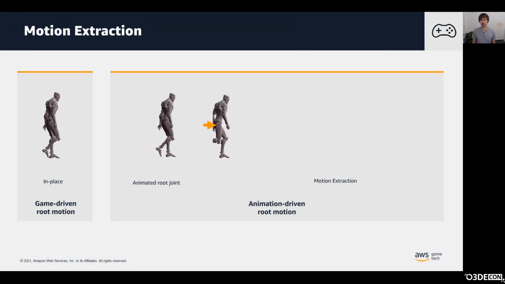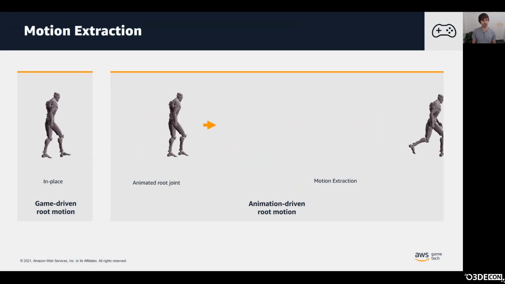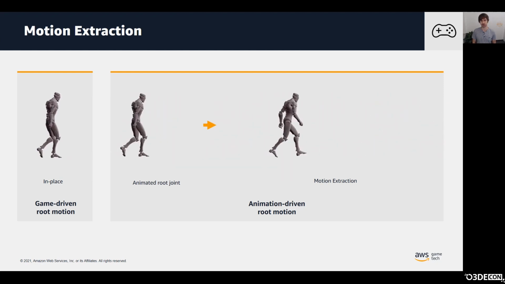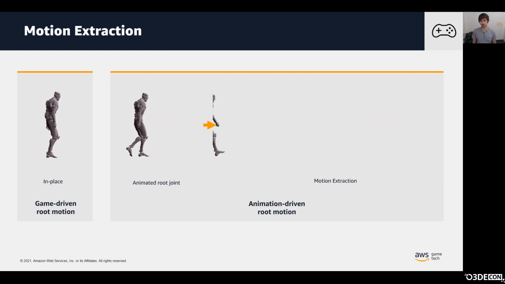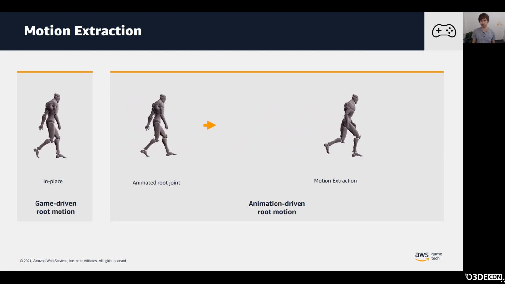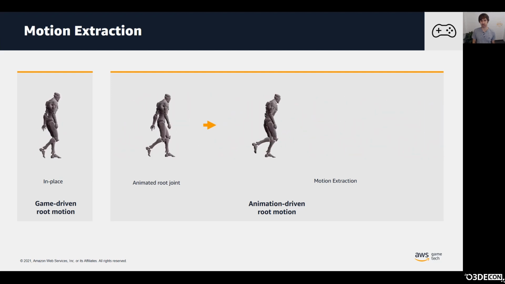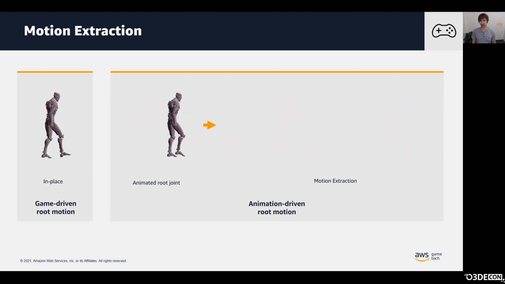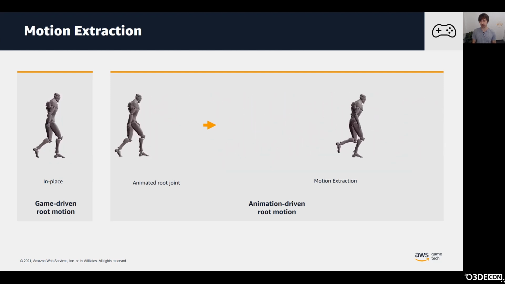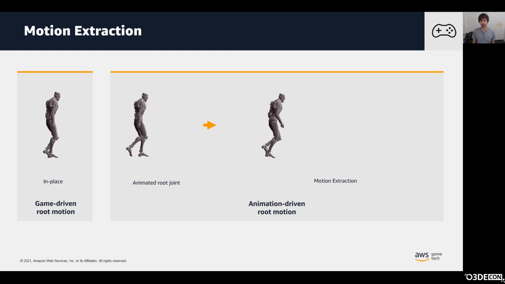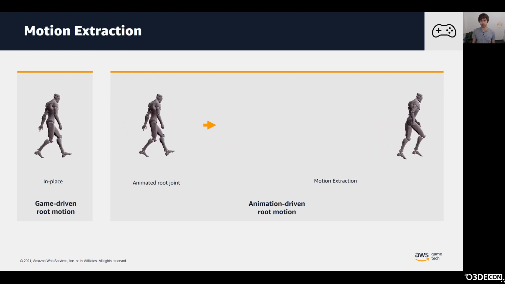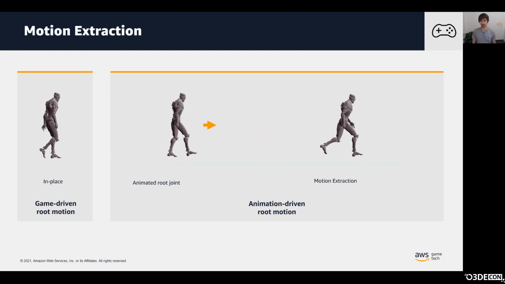There are two ways to move your character around a level: game-driven root motion and animation-driven root motion. Game-driven root motion means that the animations are made in place. The root joint in this case stays at a static location and is not moving around in animation space. When playing an in-place animation in your game, your character might be walking, but it won't move around the level. You can see how an in-place animation looks like on the left.